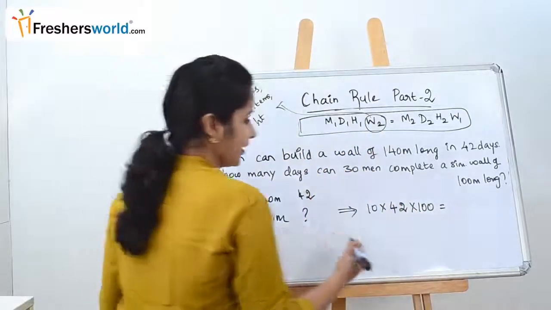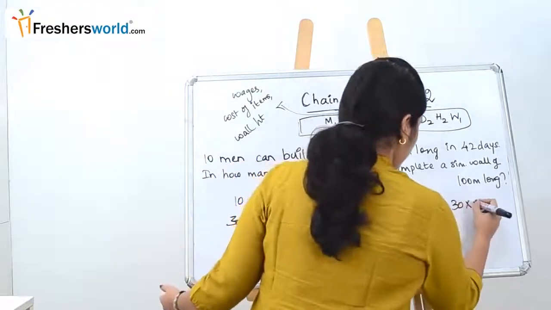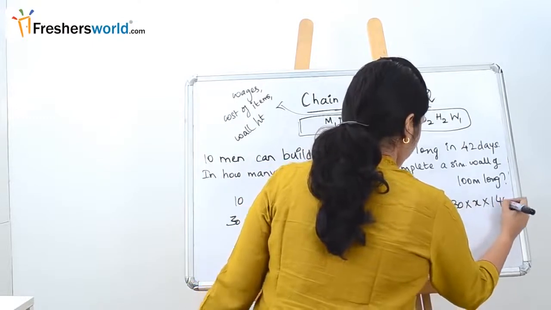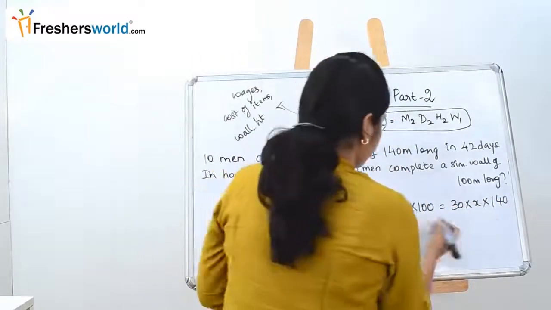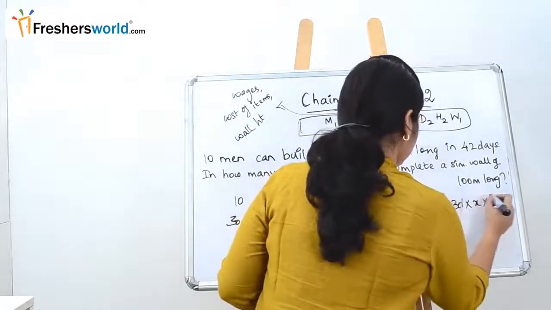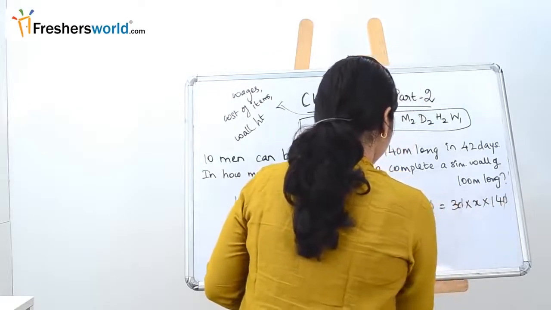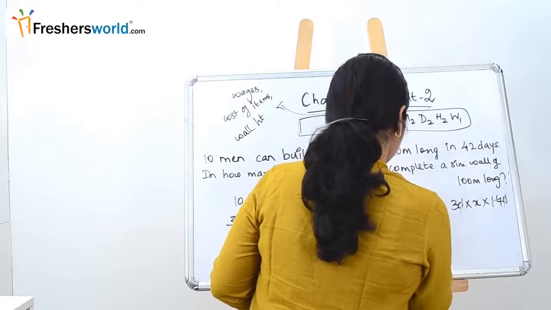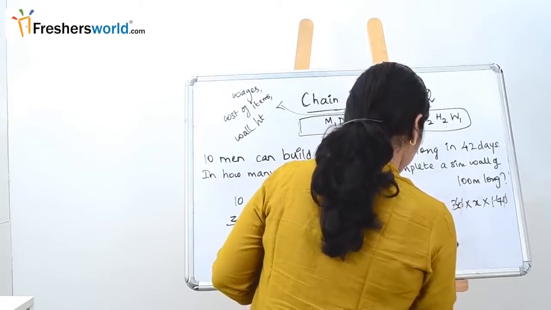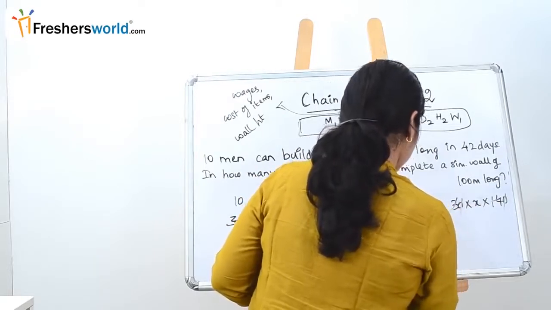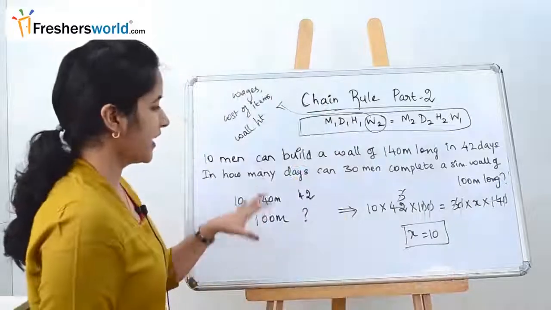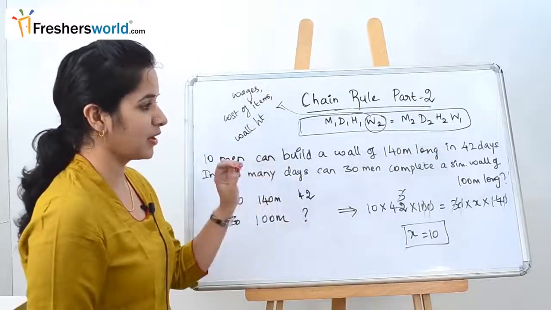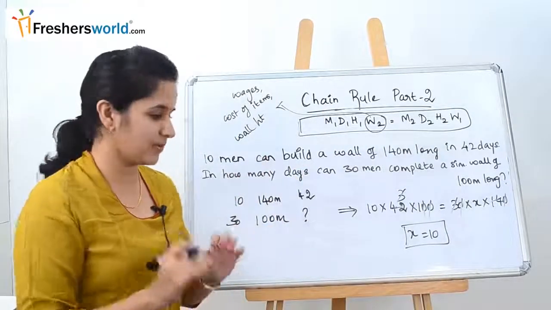Then what are we going to do here? 30 into X into 140 here. So let's just solve this now. So it's going to take 10 days for 30 men to complete a similar wall of 100 meters long.